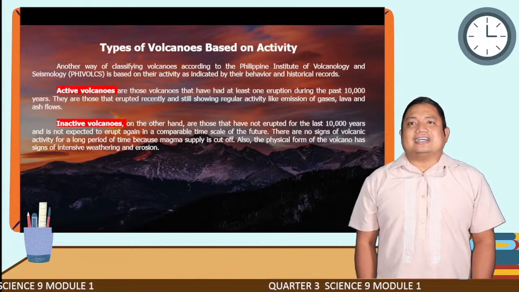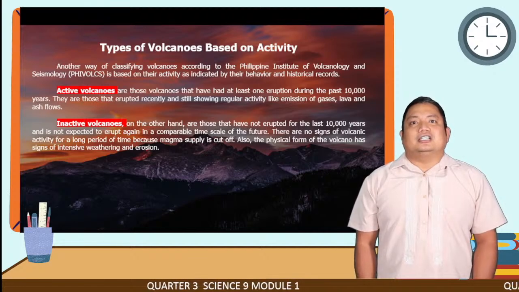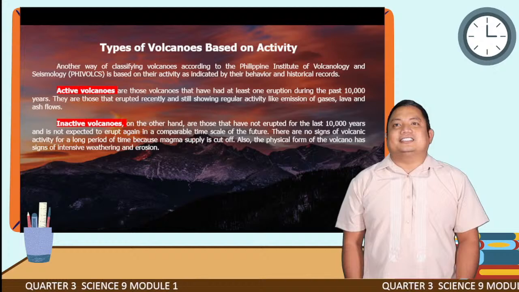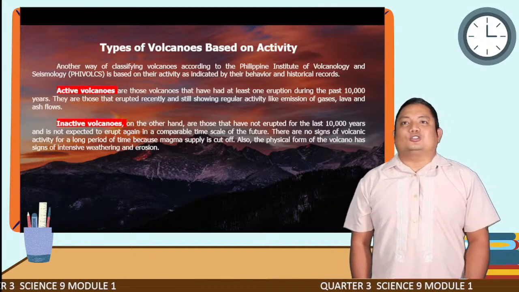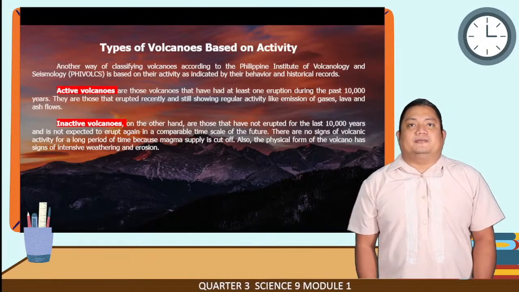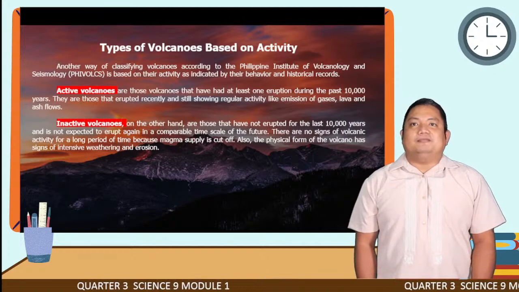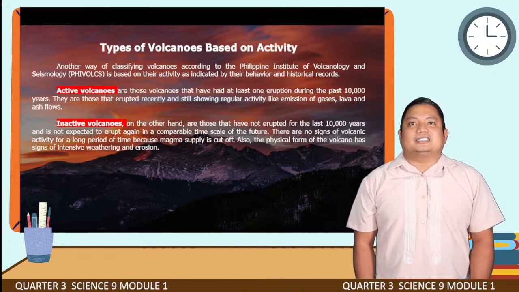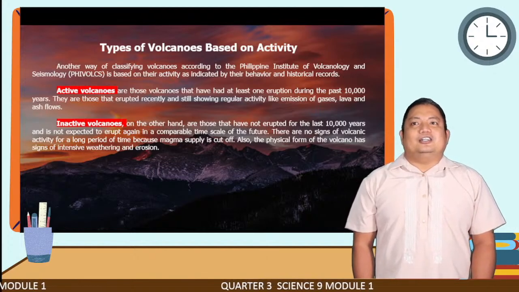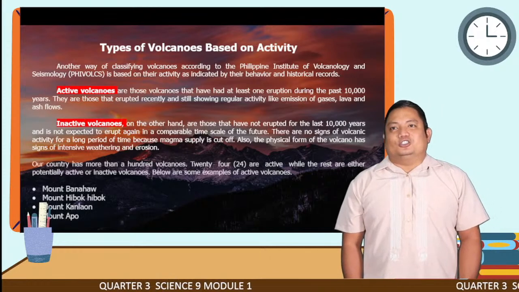Next is inactive volcanoes. On the other hand, these are those that have not erupted for at least 10,000 years, and are not expected to erupt again in a comparable time scale in the future. There are no signs of volcanic activity for a long period of time because the magma supply is cut off. Also, the physical form of the volcano has signs of intensive weathering and erosion.